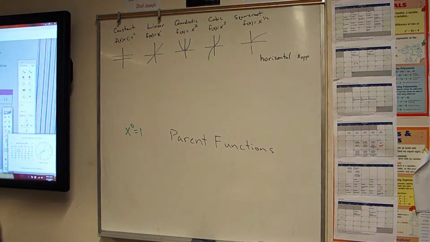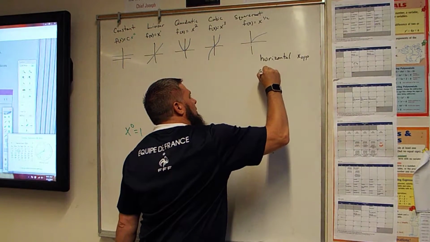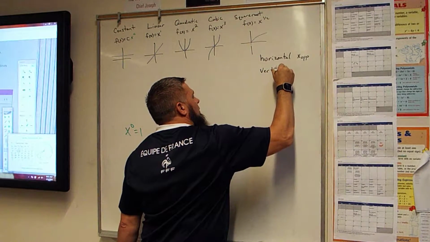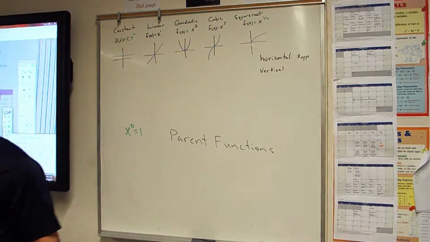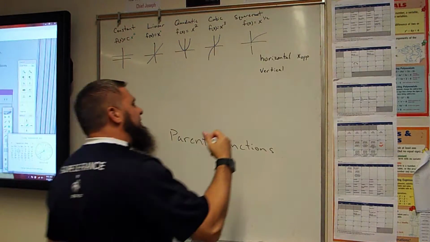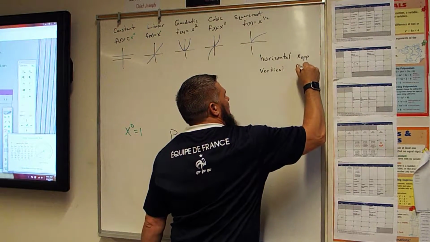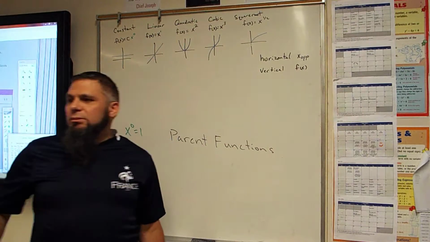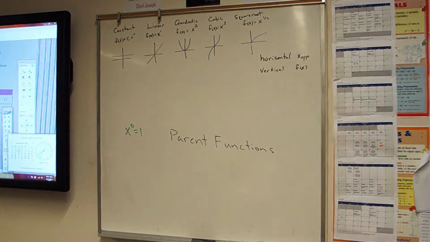Okay? Vertical. What are we thinking of when we think vertical? We think Y, right? So we think f of x. The whole function is being dealt with. The whole function f of x. Okay?